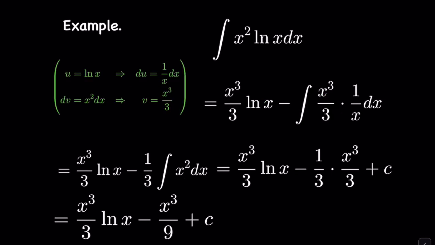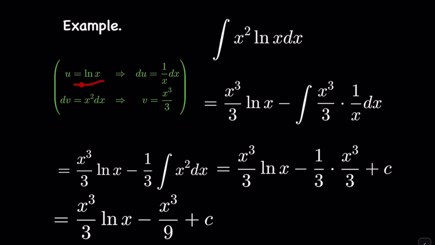Let's look at another example. Here, we would like to integrate the function x squared natural log of x. So here, I want to choose u to be a function which has an easier derivative. You can take u to be equal to x squared. The derivative of x squared is 2x. 2x is easier than x squared. It has a smaller power. But how about taking u to be equal to natural log of x?